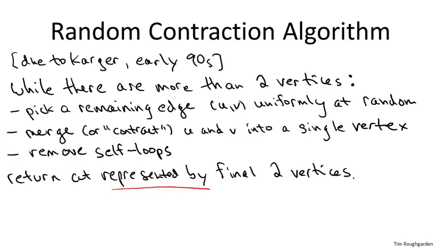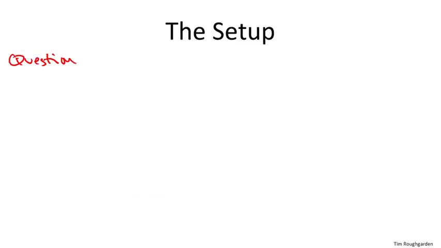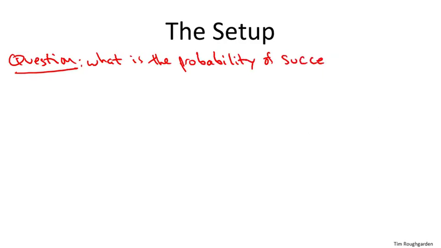You'll recall that those two vertices naturally correspond to a cut. The first group of the cut A corresponds to the vertices that were fused into one of the super vertices remaining at the end. The other super vertex corresponds to the set B, the other original vertices of the graph. So the goal of this video is to give an answer to the following question: what is the probability of success? By success we mean it outputs a particular min cut A comma B.